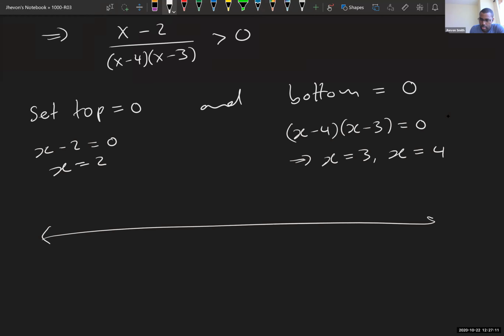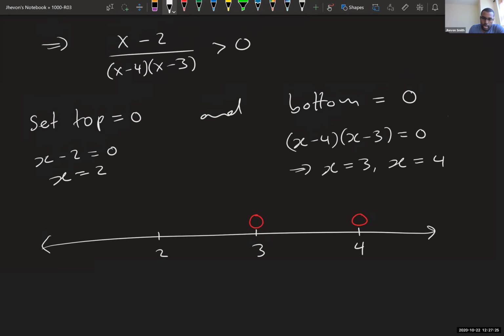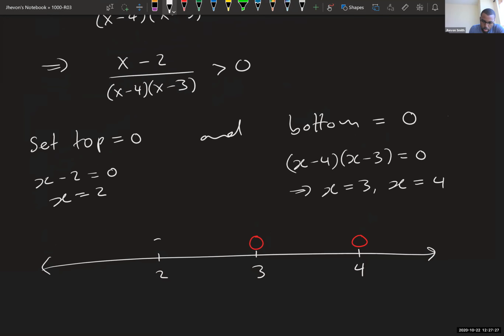And now you just test it on the number line. So you'd have 2, you'd have 3, you would have 4. Now these guys, you cannot be equal to 3 or 4 because they make the denominator 0. And here you cannot be equal to 2 because you have a strict inequality. If it was a greater than or equal to 0, it could be equal to 2. So we're actually not allowed to be any of those guys.